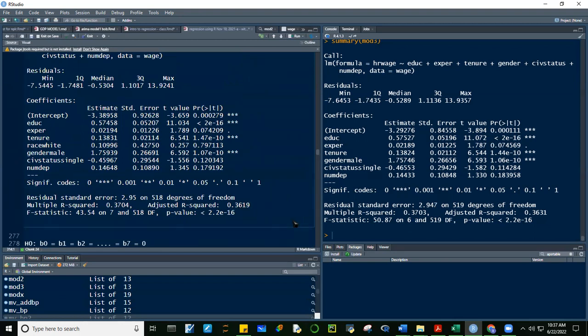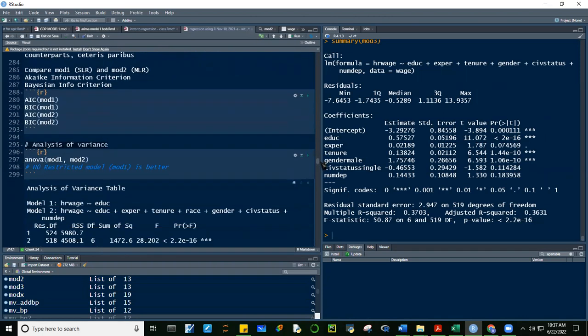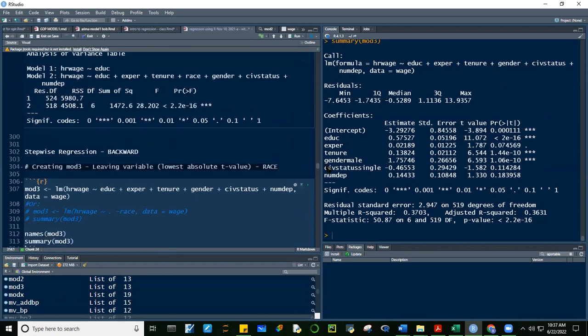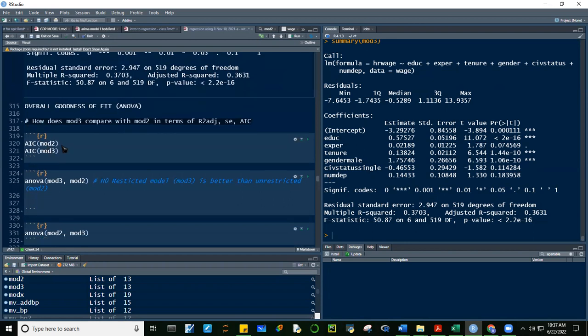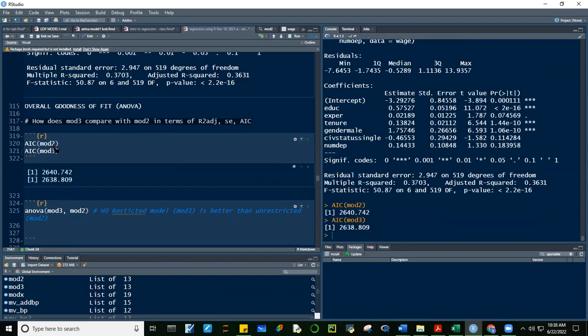Okay. So in terms of explanatory power, in terms of the percentage of the variation of the dependent variable that can be explained, mas tumaas yung ano natin. Mas tumaas yung model 3. 36.31 vis-a-vis 36.19. Okay? But we don't just use that as a basis for comparing, no? Yung dalawang model natin. So, let's use now Akaike, di ba? We can use this Akaike and compare. Okay. Si model 2, 2640, si model 3, 2638. Okay? So in terms of adjusted R-squared, mas mataas si model 3. In terms of AIC, mas maganda si model 3.